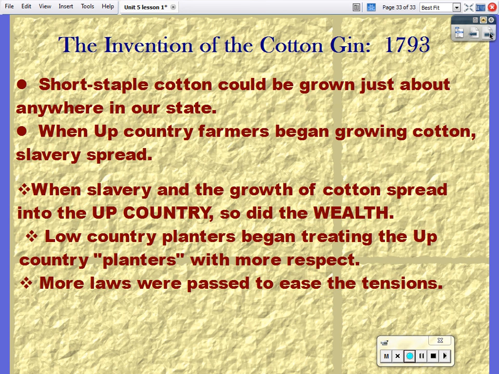Short staple cotton could be grown just about anywhere in our state. When the upcountry farmers began growing cotton, then they also wanted slaves. When slavery and the growth of cotton spread into the upcountry, so did the wealth. Well, all of a sudden, the upcountry people are growing the same crop as the lowcountry people. They're using slave labor and they're making money. So the lowcountry planters began treating the upcountry planters with greater respect, and more laws were passed to ease the tensions. And that is the end of Lesson 1 notes.